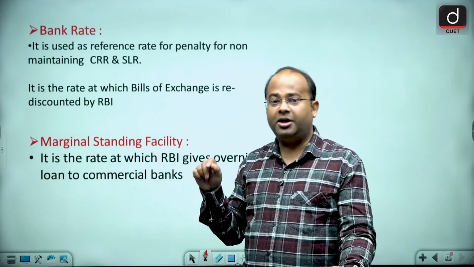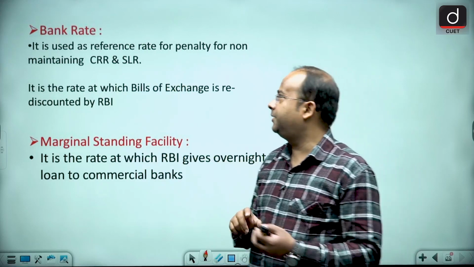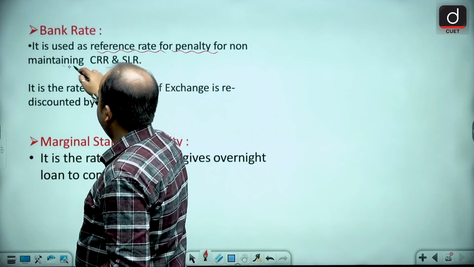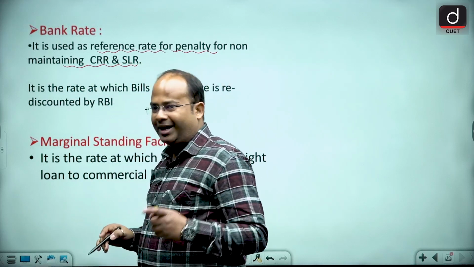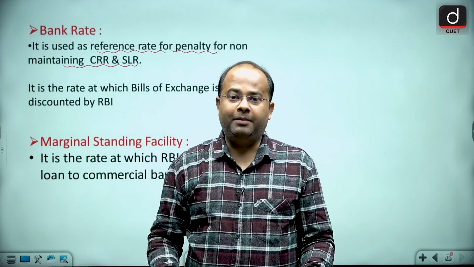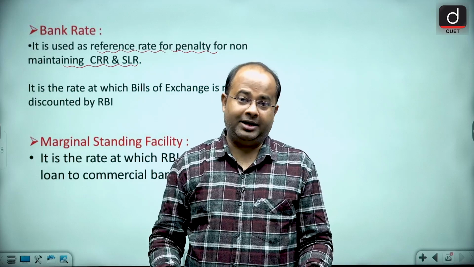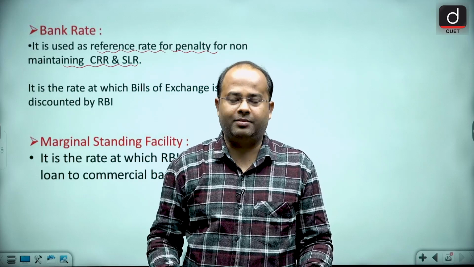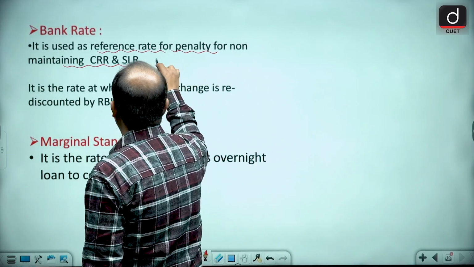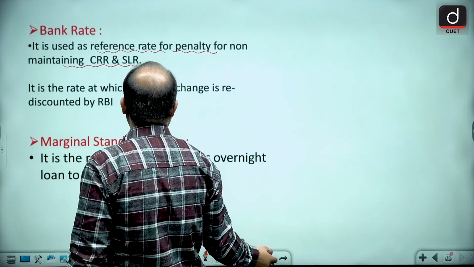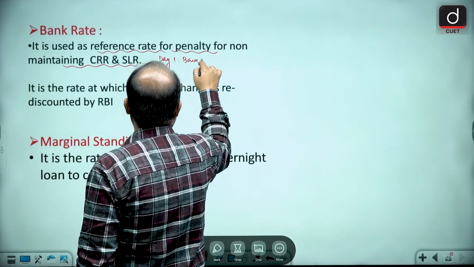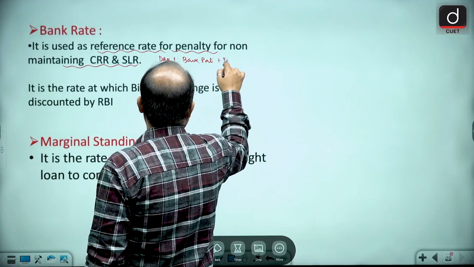So what exactly is the use of the bank rate? Bank rate is used as a reference rate for penalty for not maintaining CRR and SLR. Guys, CRR and SLR are maintained on a daily basis. And if any bank fails to maintain CRR and SLR on a daily basis, they are penalized by RBI. Now, how are they penalized? For day one, bank rate plus 3%.